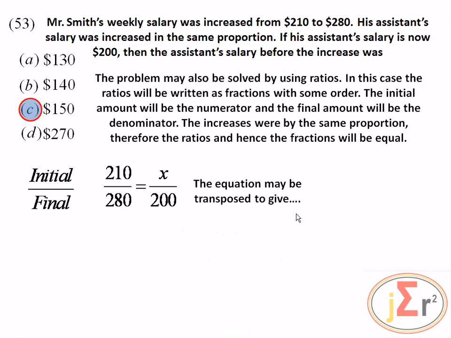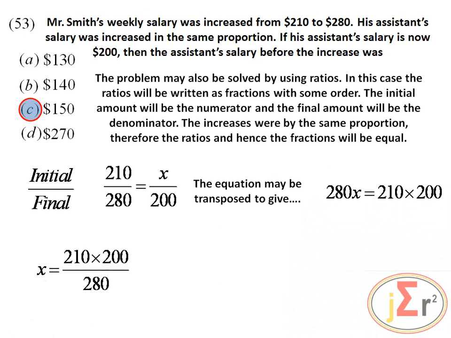The equation may be transposed to give, and we will transpose that equation and we get 280x is equal to 210 multiplied by 200. And of course finally we say, since we are multiplying by 280 here, we divide by 280 on the other side. That is what we have right here, and the fraction may be reduced by a common factor of 70.